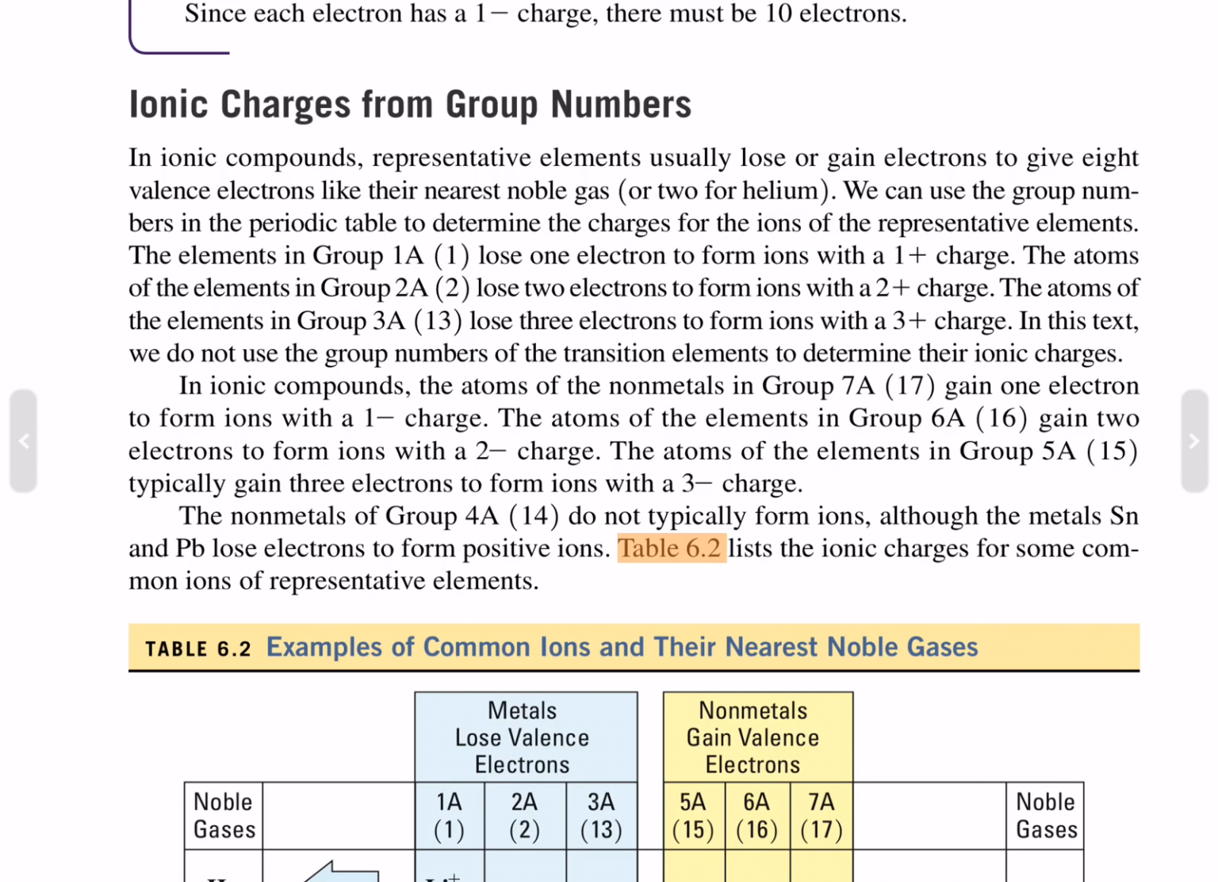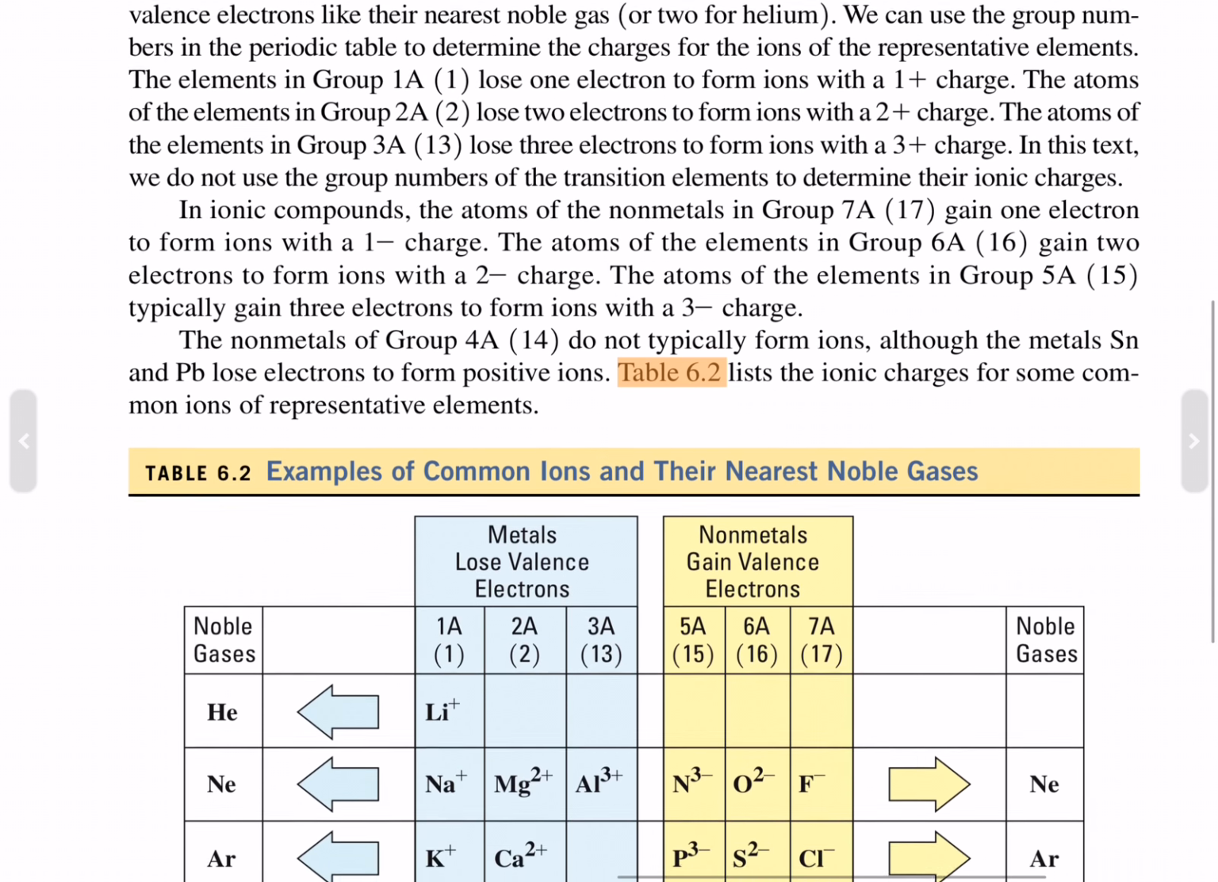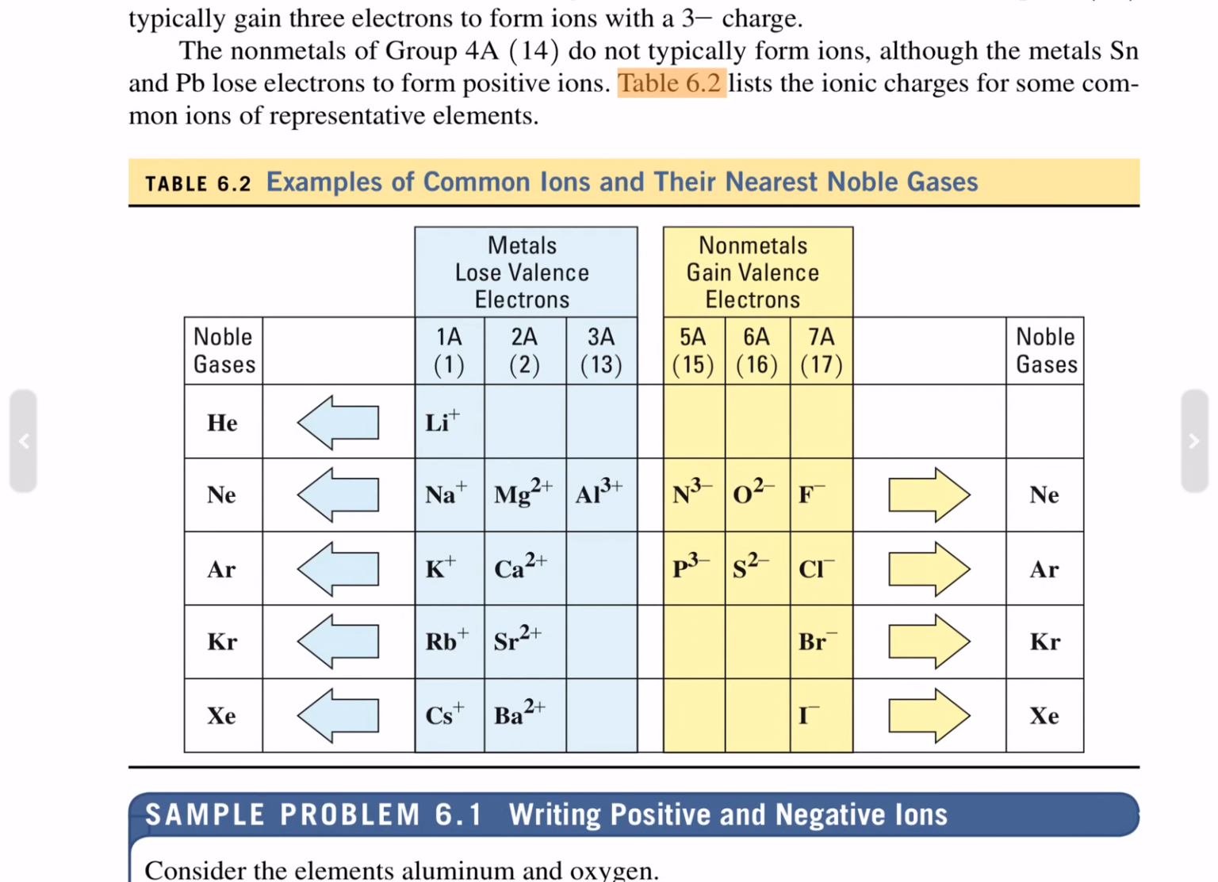Table 6.2 lists the ionic charges for some common ions in the representative elements. Lithium positive 1, sodium positive 1, magnesium positive 2, aluminum positive 3, potassium and calcium positive 1 and 2, rubidium and strontium positive 1 and 2, cesium positive 1, barium positive 2. Nitride, N negative 3, oxide, O negative 2, fluoride, F negative 1, phosphide, P negative 3, sulfide, S negative 2, chloride, Cl negative 1, bromide, Br negative 1, iodide, I negative 1.